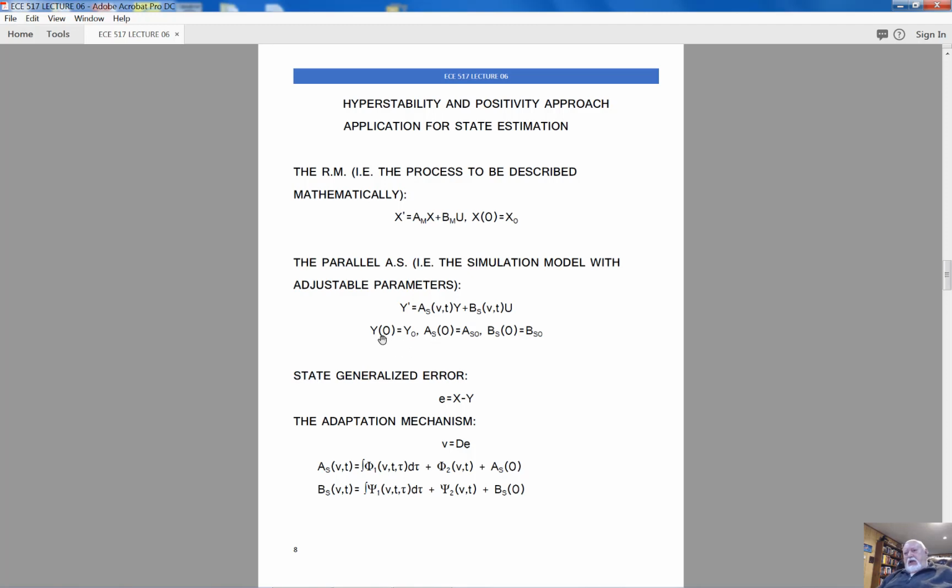For matrix Y of 0, I have initial conditions. For matrix A of the system, I have initial conditions. For matrix B of the adjustable system, I also have initial conditions. Let me define the state generalized error. It is right here.